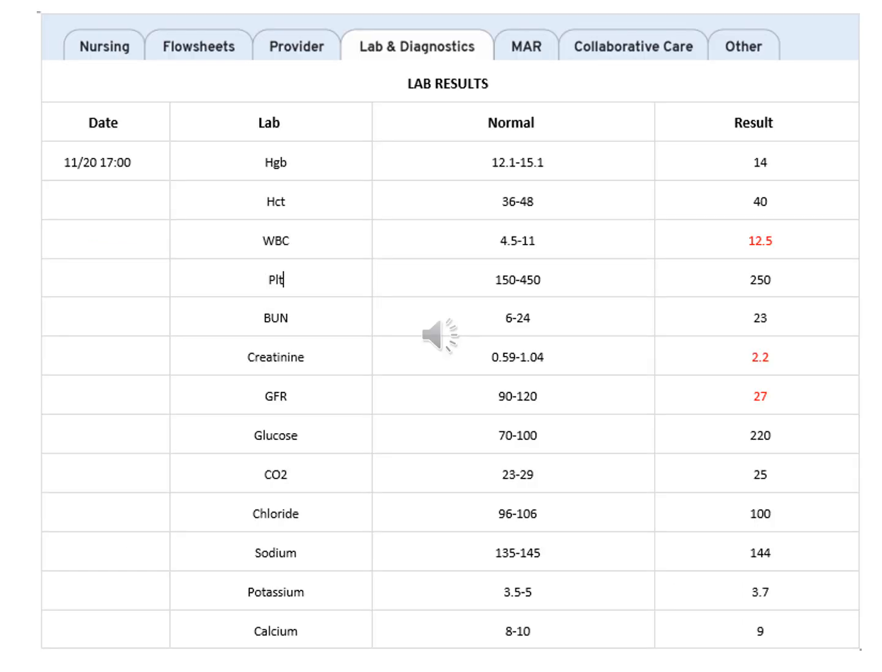Let's look at these labs and the vitals. What can we tell? So we know that there's probably an infection present because we've got elevated white blood cells. Glucose looks like it's a little elevated as well. And we have some sort of renal insufficiency because the GFR is at 27.